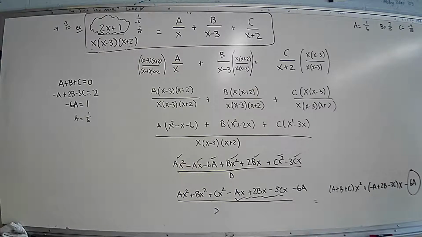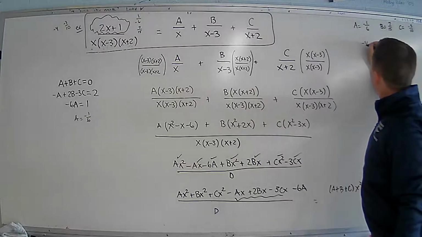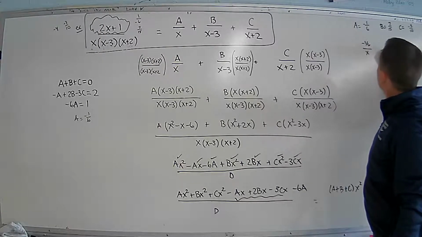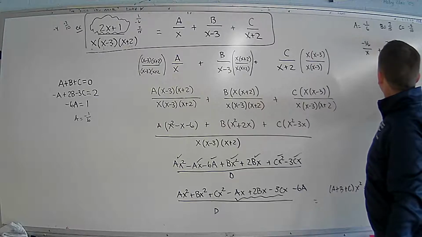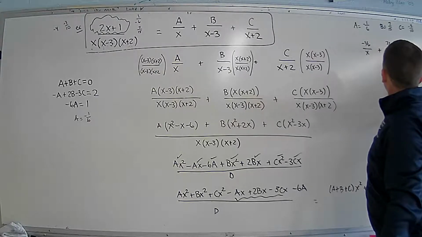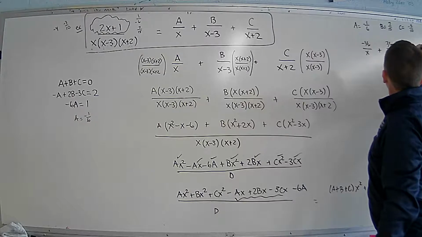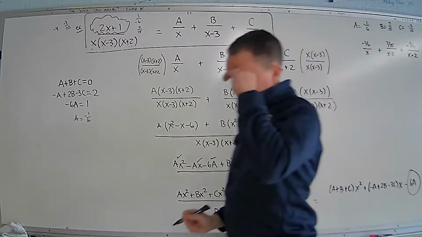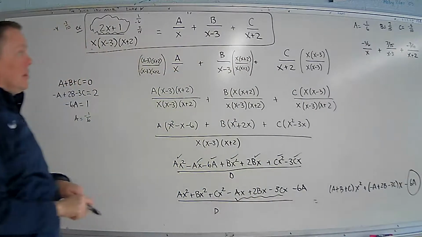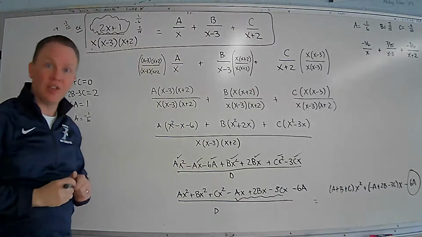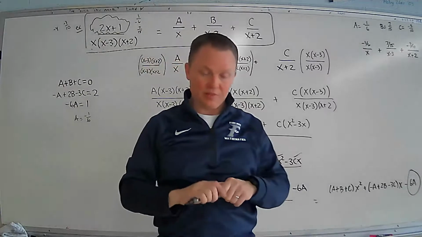Okay. So there's A, there's B, there's C. So I could write this as negative 1/6 over x plus 7/15 over x minus 3 plus negative 3/10 over x plus 2. Okay? That's using the Heaviside shortcut cover-up method, whatever you want to call it.